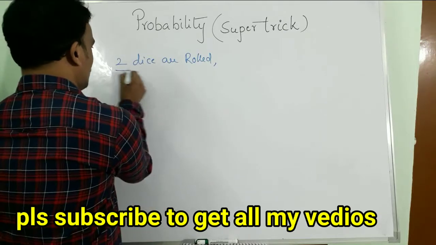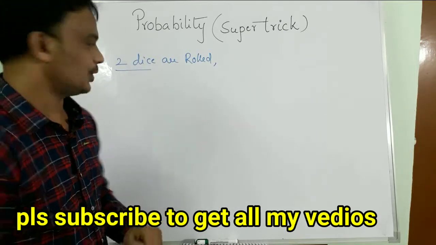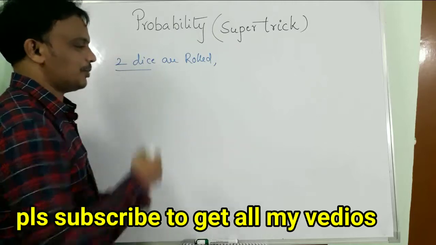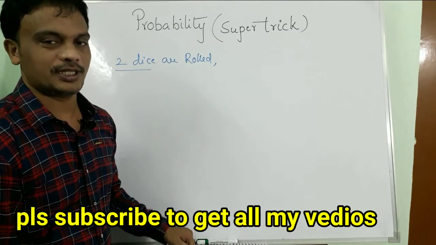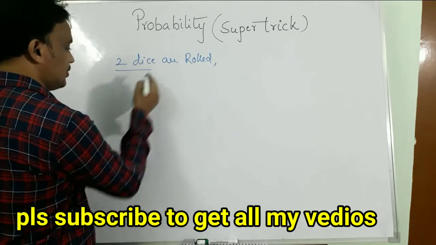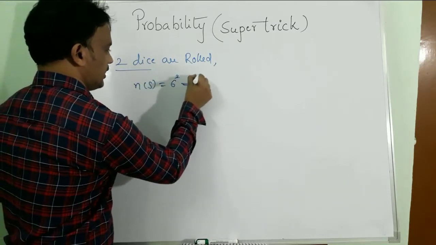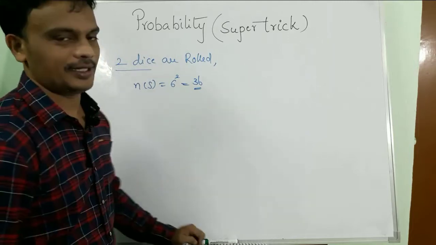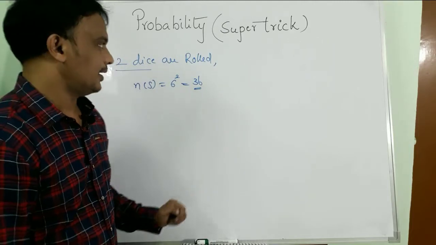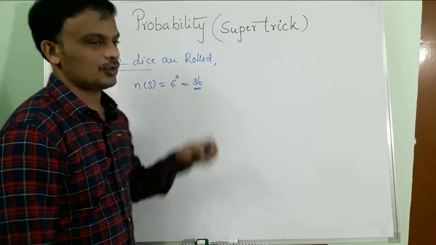When two dice are rolled, first of all, what are the total possibilities in the sample space? So the sample space n(S) is equal to 6 squared, which is 36. Am I right or not? 36. Now what are the sums of the numbers on the two dice?